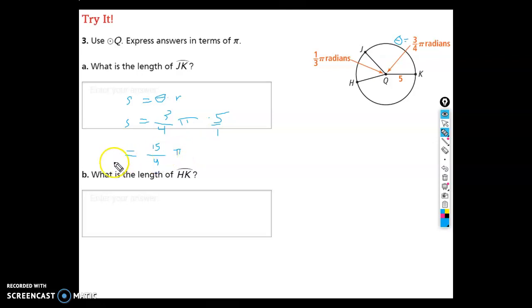And whatever unit that would be, but we don't know the units here because it just says 5. But that could be inches, it could be feet. But your arc length is 15/4 times the value of pi.